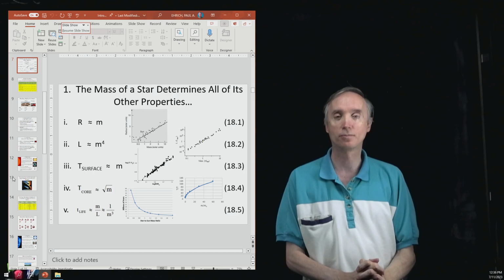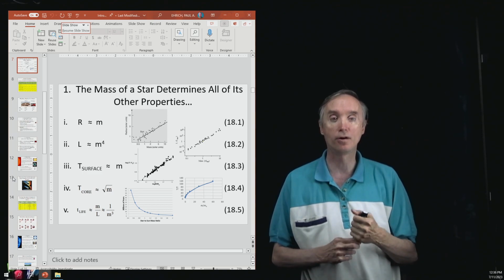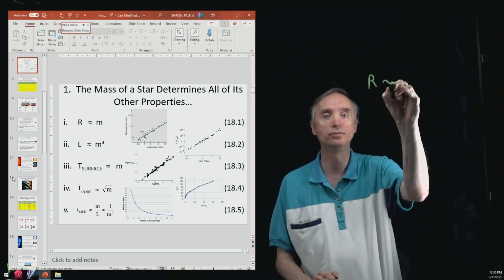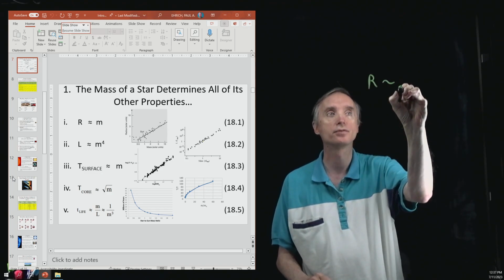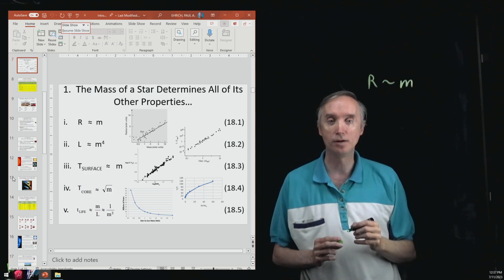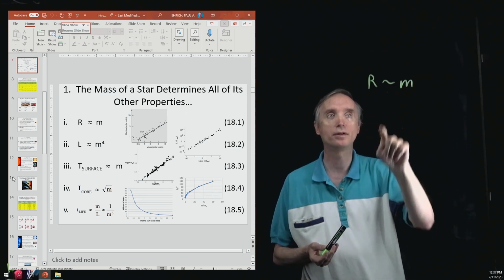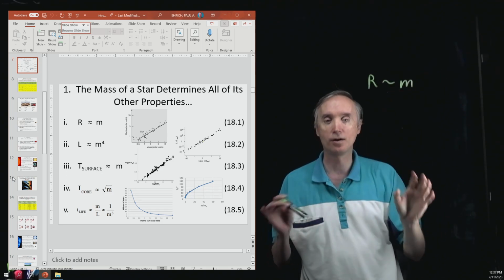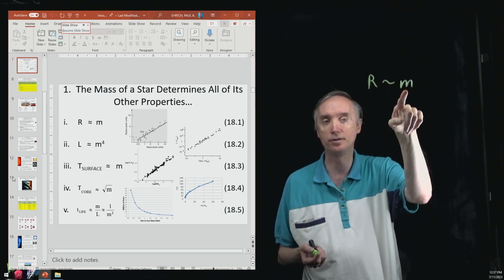So here are some properties of stars and what they depend on. The first one says that R, the radius of a star, is proportional to M, the mass of the star. That symbol actually means proportional. It's not an equal sign. If this had been an equal sign, there'd be other constants and letters over here, but let's not worry about it. All I want you to see is that the radius of a star depends on its mass.